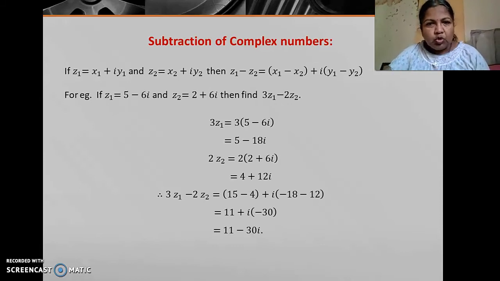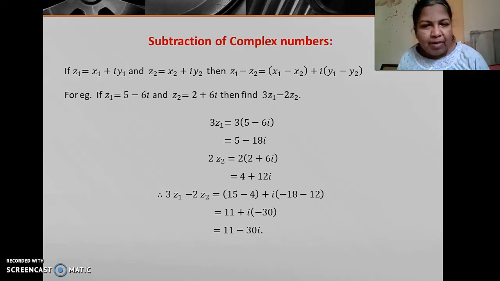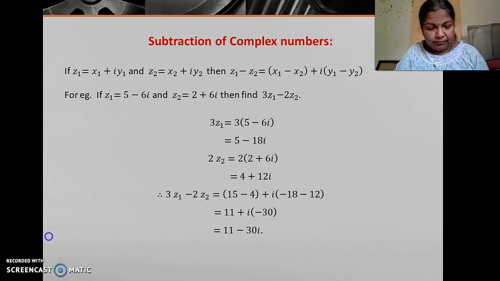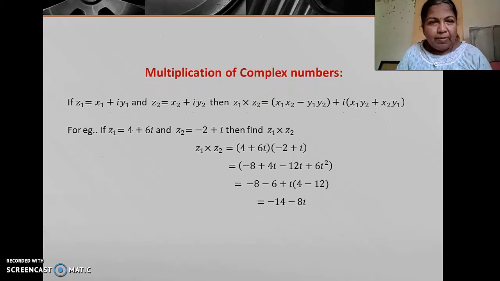For that, first find 3z1 and find 2z2. Don't multiply z1 by minus 2. Multiply it by 2 and then carry out the subtraction. So 3z1 is 15 minus 18i and 2z2 is 4 plus 12i. Now carrying out the subtraction, we get 15 minus 4, that is 11, and minus 18 minus 12, which is minus 30. So the final answer would be 11 minus 30i.